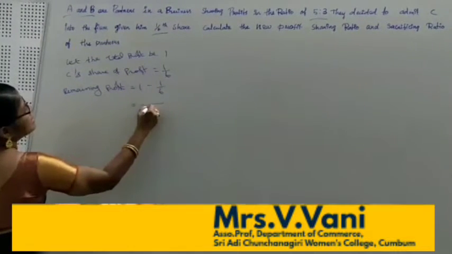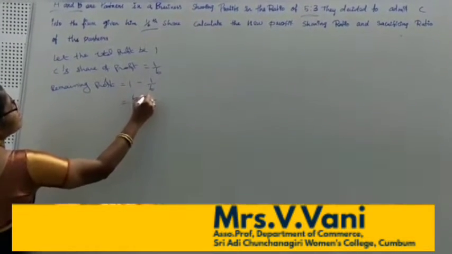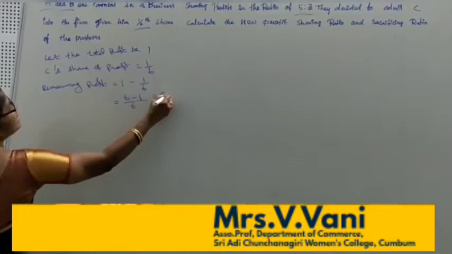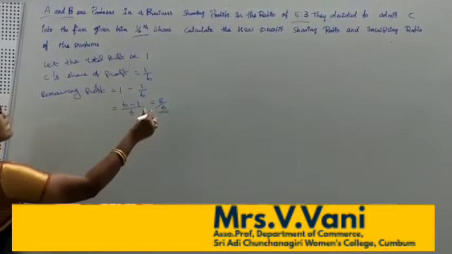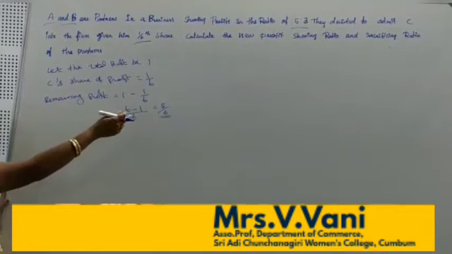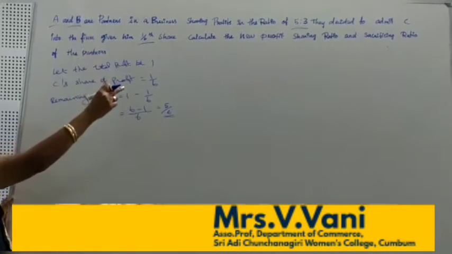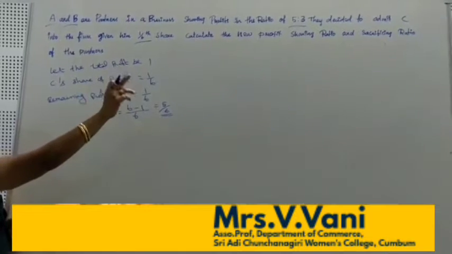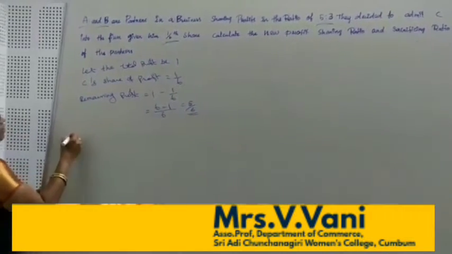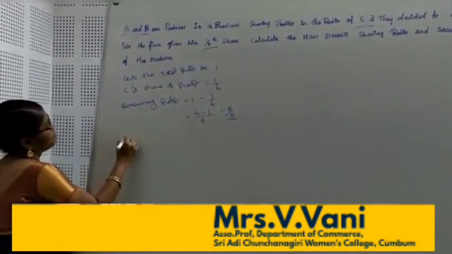So take LCM 6. So 6 ones are 6 minus 1, 5/6. So 5/6 is the remaining profit. The remaining profit is shared only among the partners A and B in their profit sharing ratio 5:3. So we can calculate the new ratio.